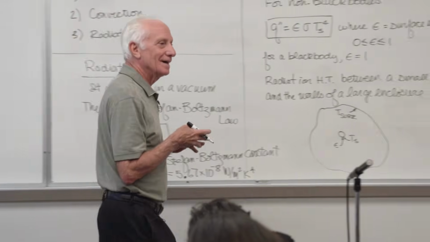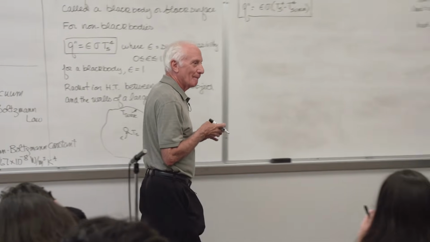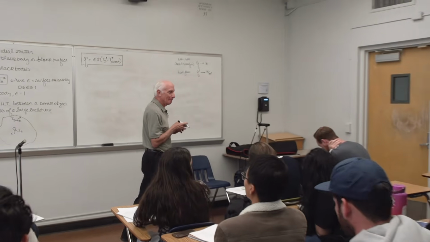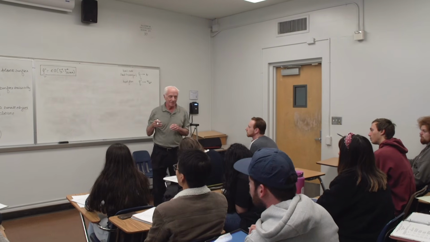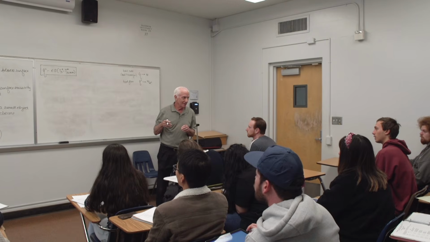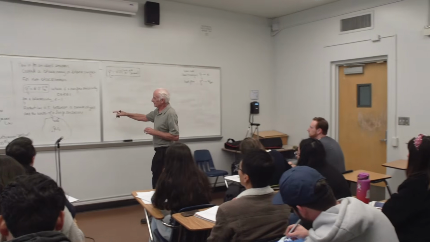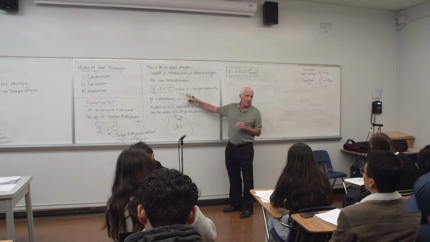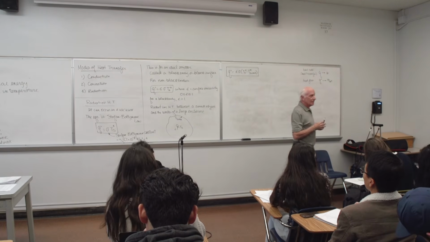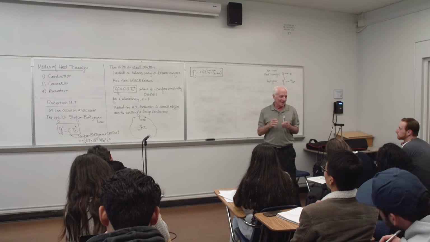I might have missed it. For the other equation, is that if it's in space or if it's surrounded by 0 degrees Kelvin? Which one, for instance? The one that doesn't include T surroundings. Yeah, the middle one. This one? Yeah, that equation. That's if it's surrounded by space? No, that's strictly the surface.